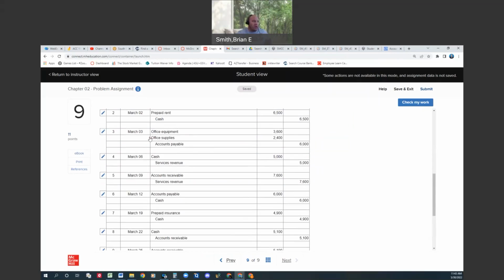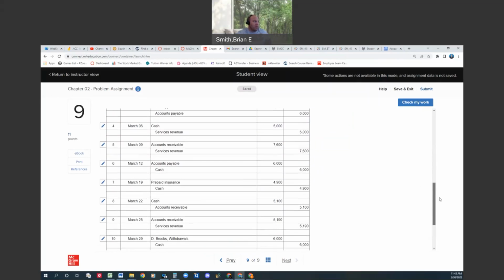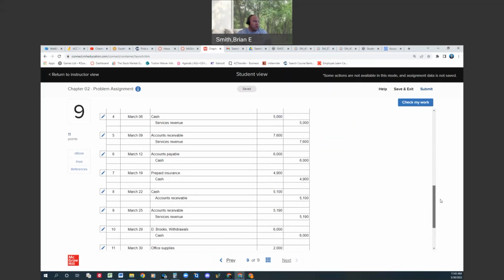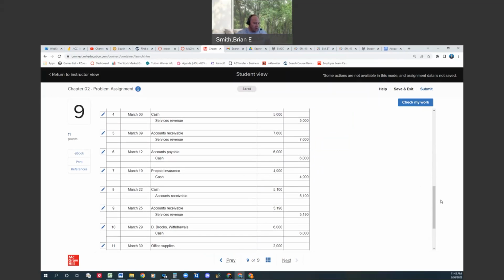Well, we know we already did journal entries through March 3rd. So I'm just going to try and capture this, all right? And what I'm going to do is open up a Paint program. You can do this with Word. You can do this with Excel, I think.